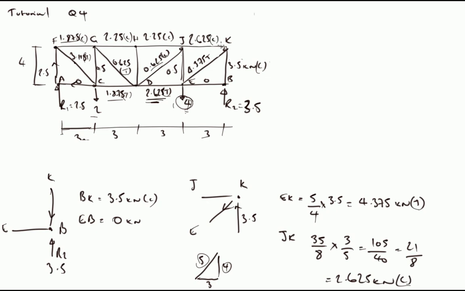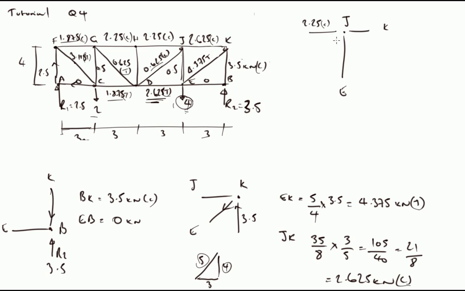Okay, and from there we only need now to determine the force in JE. So we will do that from this 0.625. So we've got the JE. So this is our node J. Going down to E. We've got a force over here, which is JK, which we've just calculated as 2.65. But we can just do a quick check on that. So this is 2.25 compression.